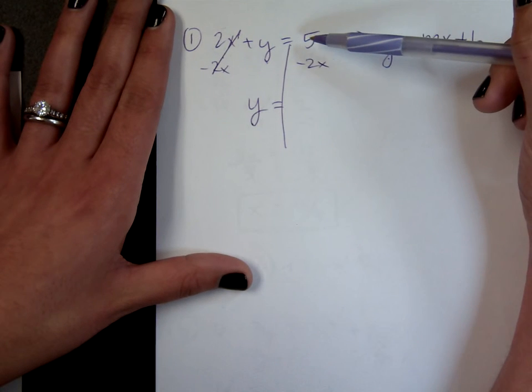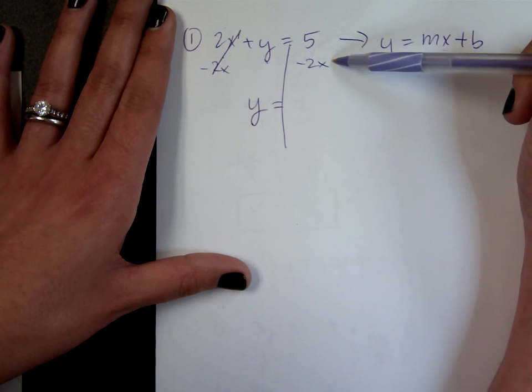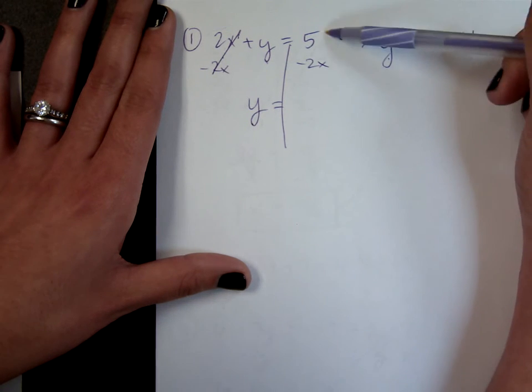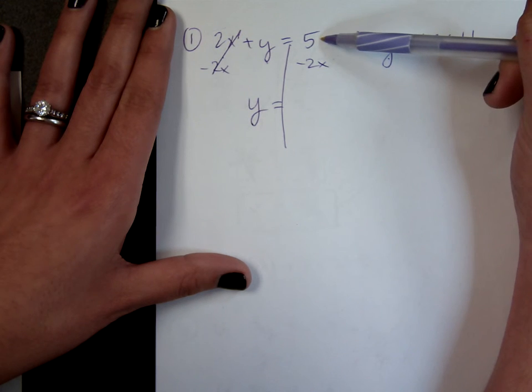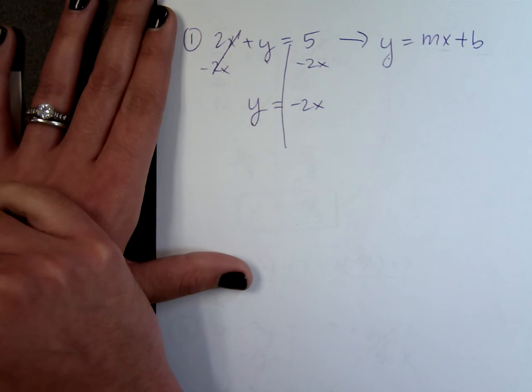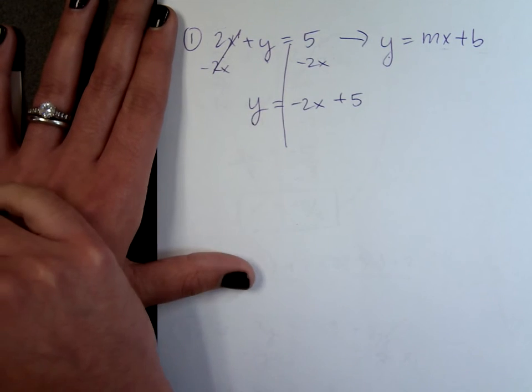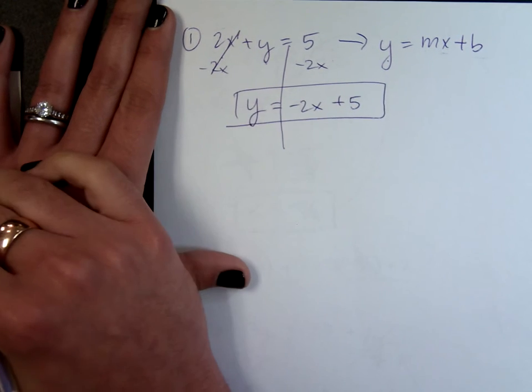Okay, now I have 5 and I have a minus 2x. Now, can I combine those? No, because this one has an x and this one doesn't. So I like to put the x first, so I'm going to bring down the negative 2x and then bring down the positive 5. And that is all you're doing.